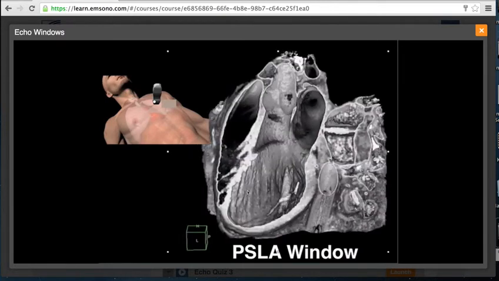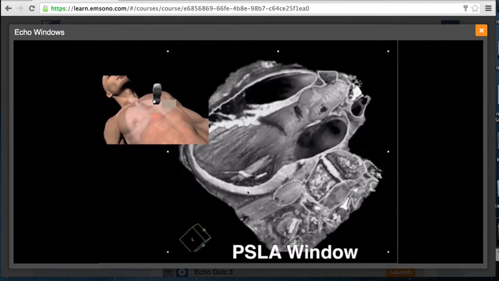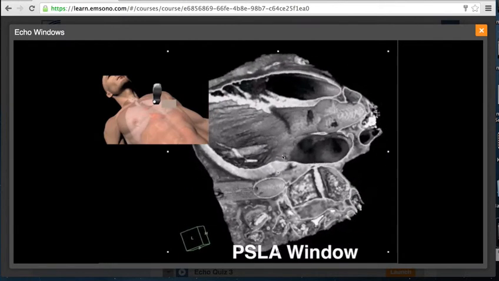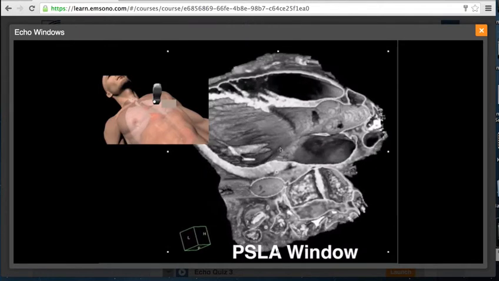We'll just rotate it here. And this is going to be the echo window that we're going to be using. Right ventricle, left atrium, aortic outflow tract. Here's descending aorta here, so the orientation is going to be anterior, posterior. This is going to be caudal, and this is going to be cephalad.